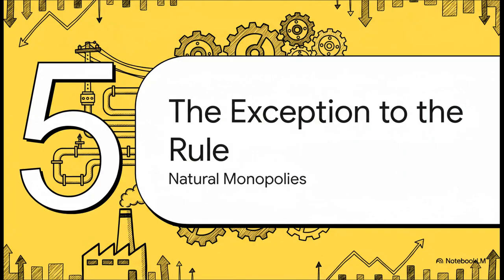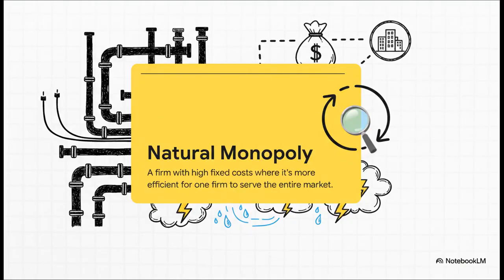Okay, so after hearing all of that, it seems pretty obvious that monopolies are always the bad guy, right? Well, not always. There's this fascinating exception where a monopoly is actually the most efficient way to set up a market. It's called a natural monopoly, and it happens in industries where the upfront costs are just astronomical. Think about the cost of building an entire electricity grid for a city, or laying down all the water pipes. In cases like these, it's actually cheaper and more efficient for one single company to serve everybody.